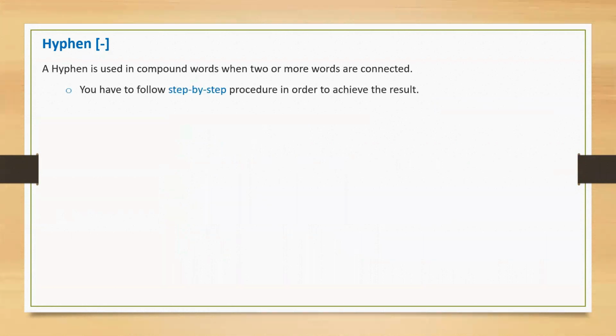Hyphen. A hyphen is used in compound words when two or more words are connected. Let's consider some sentences with compound words. You have to follow a step-by-step procedure in order to achieve the result. Step-by-step, in this compound word, hyphen is used. The newly built house has state-of-the-art features.